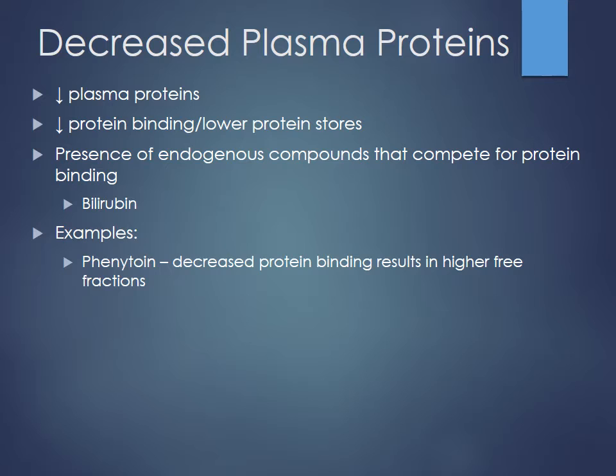You can also have issues where you have drugs that will compete for binding as well. So especially early on, you can have issues with bilirubin. Kids with jaundice and things like that, high bilirubin concentrations can displace a lot of drugs.